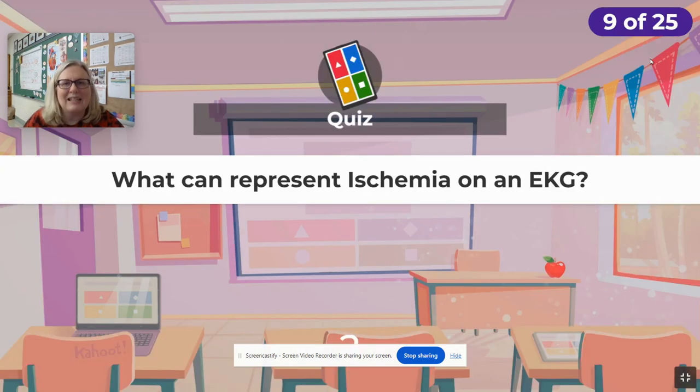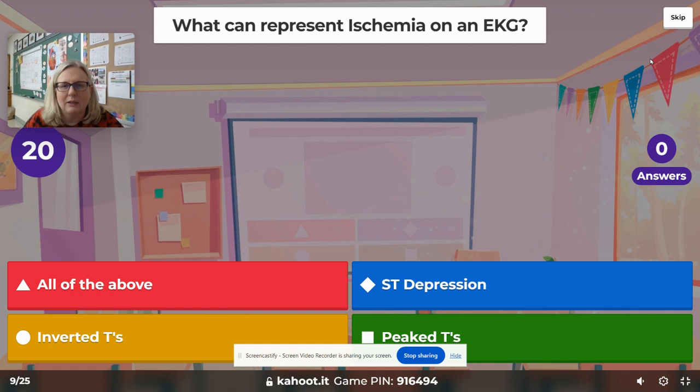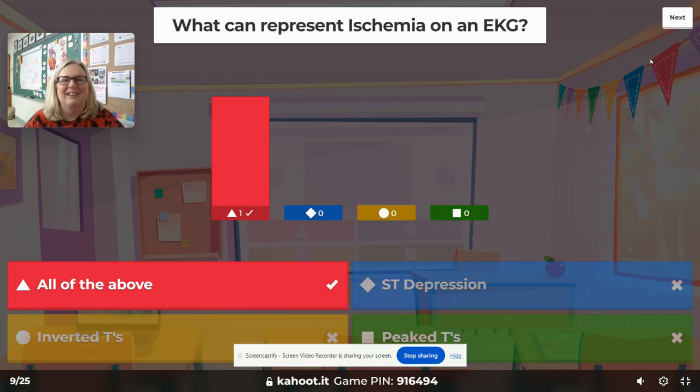What can represent ischemia on an EKG? If you remember, there are a lot of things that mean ischemia. Typically, all of the above. ST depression, inverted T's, and peaked T's can all mean ischemia. And we won't know until we run troponins and or a stress test. If the troponins are negative, they're low, we can run a stress test and find out if it's truly ischemia.